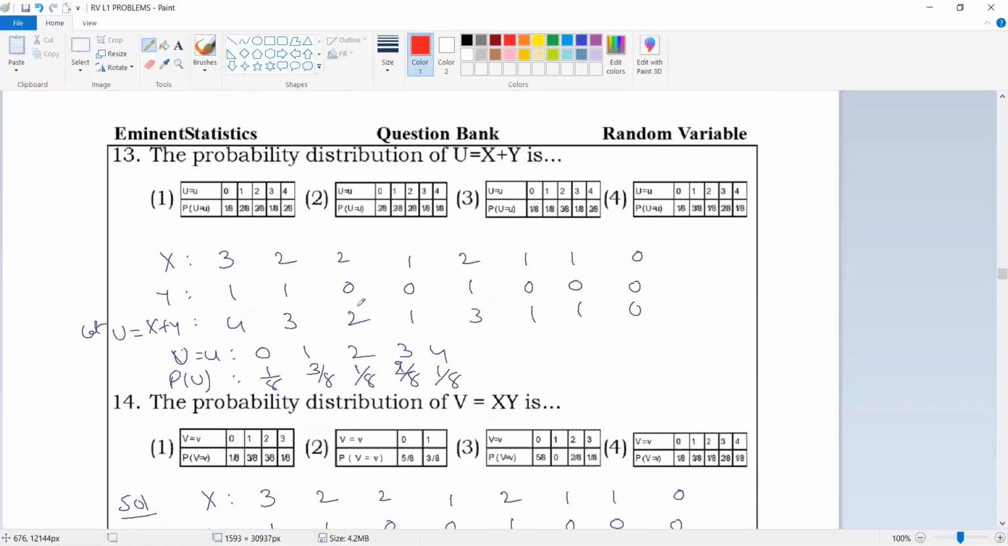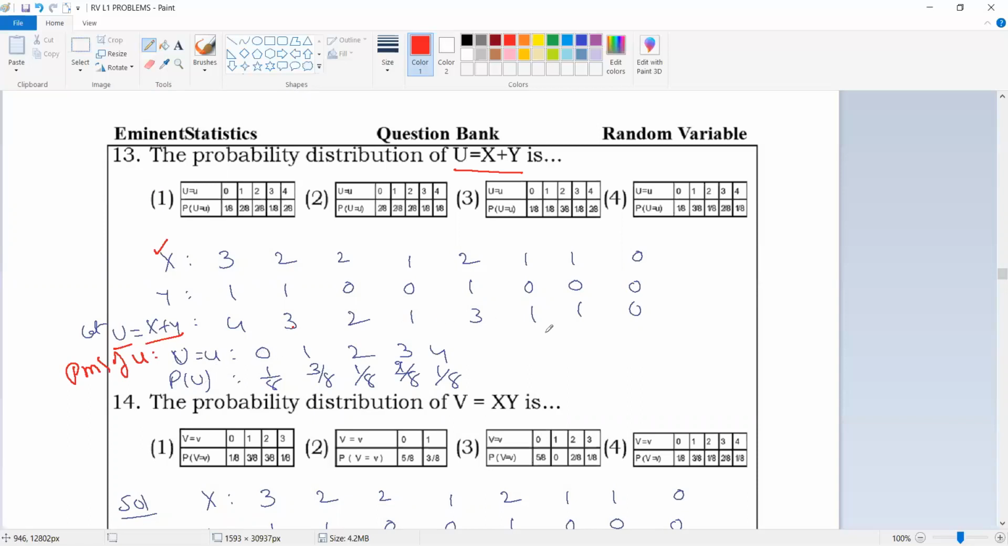13th problem. So probability distribution of u is equal to x plus y. So x is here 3, 2, 2, 1, 2, 1, 1, already defined. Y also defined. Now let u is equal to add up these two here, x plus y. 3 plus 1, 4, 2 plus 1, general addition, 3, 2 plus 2, 2 plus 0, 2. Similarly, 1, 3, 1, 1, 0. Now, you have to write the probability mass function of u. Capital U is equal to small u, probability of u.